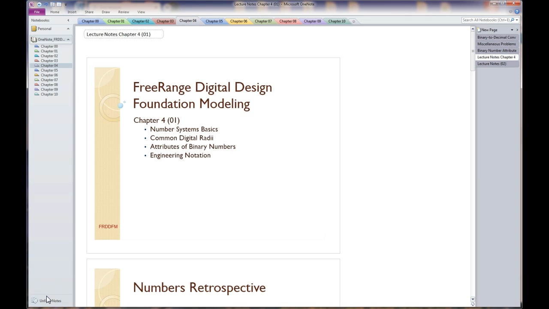But what we want to look at here is common number systems associated with digital design. Additionally, one of the main number systems associated with digital design is binary, and those binary numbers have certain important attributes that we want to express. And lastly, we'll finish off with some engineering notation.